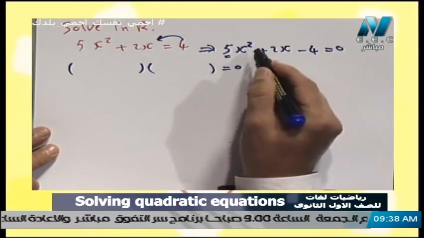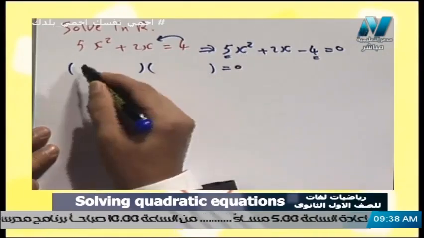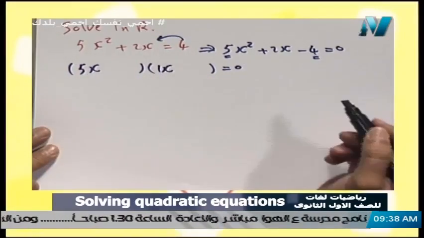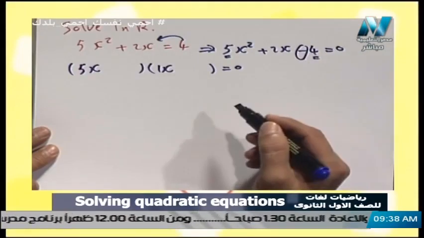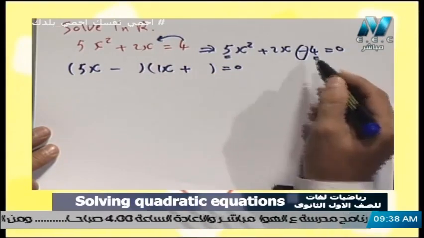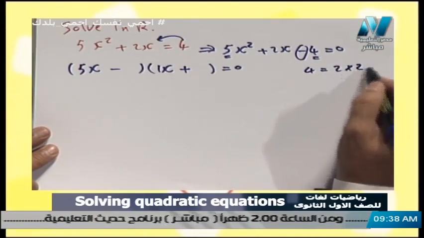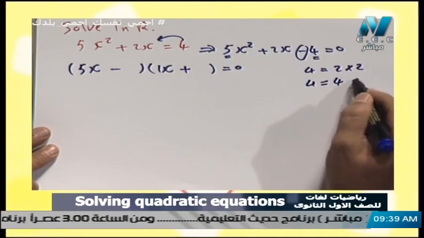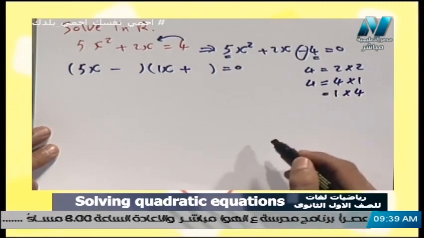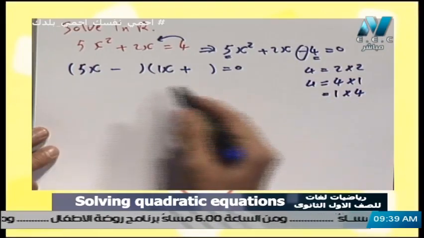Here 5x power 2 and 4. To factorize 5x power 2, it will be 5 and 1. X power 2 will be x and x. We have here negative, so it is negative multiplied by positive or vice versa. 4 equals 2 multiplied by 2, or 4 equals 4 multiplied by 1, or even 1 multiplied by 4. Okay, these are the three methods to find this equation.